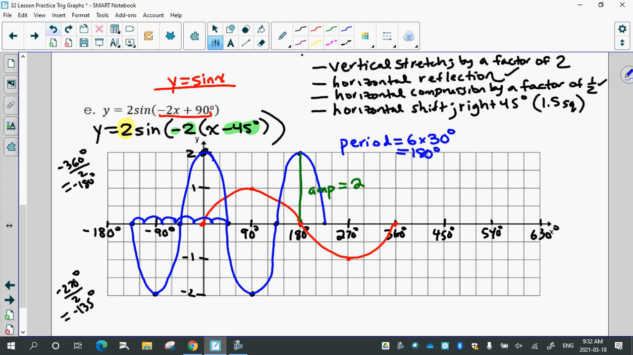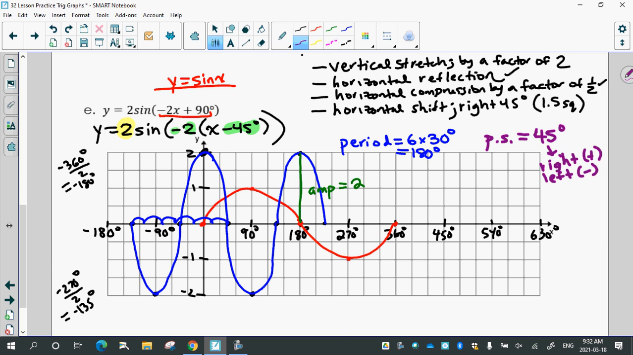And then the phase shift is right from the backward form of the equation. So right 45 means positive 45 degrees. Remember, for phase shift, right when you're writing it down is positive, and if you wrote the word left, you would write it as negative.